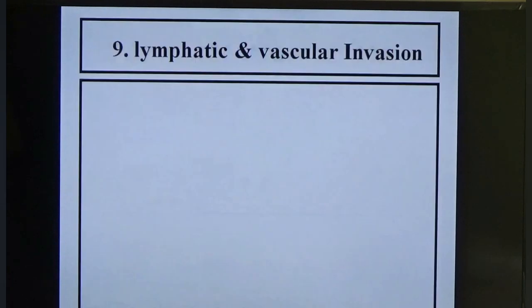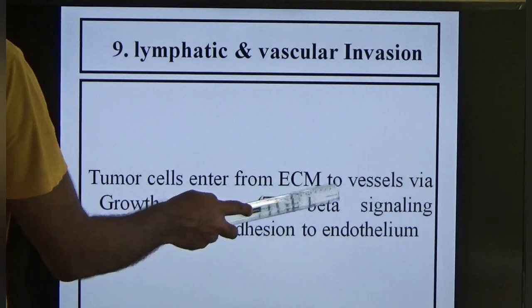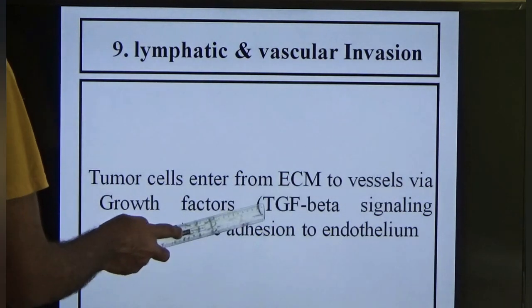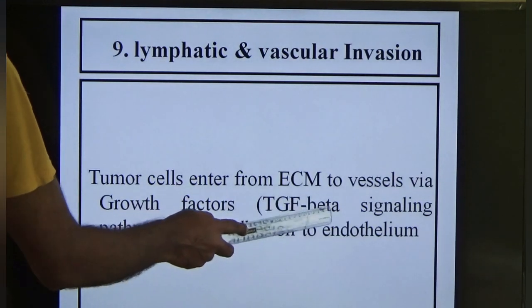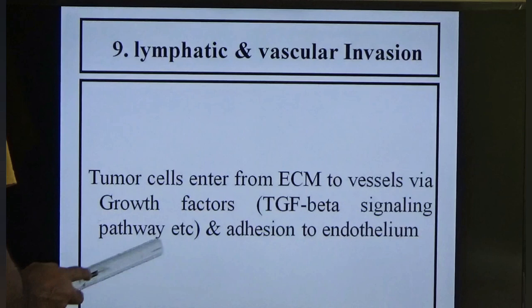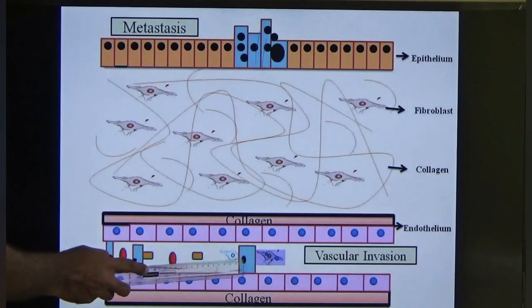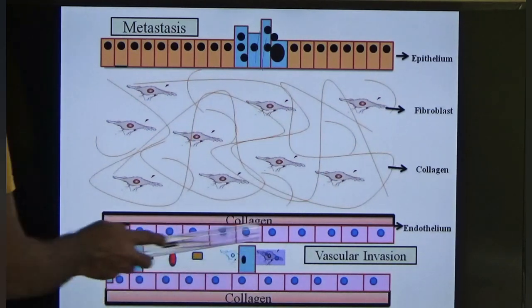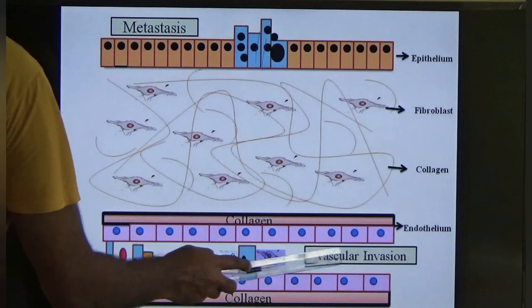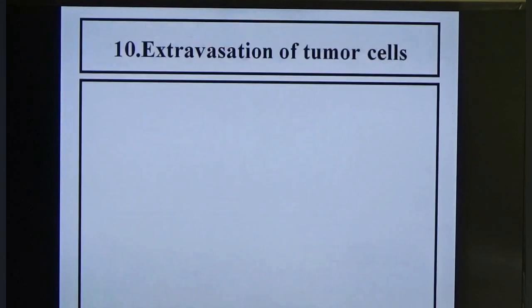Okay, and the next one is lymphatic and vascular invasion. Tumor cells enter from the extracellular matrix to the vessels via growth factors. There are so many growth factors. Here I am mentioning the transforming growth factor beta signaling pathway. We will discuss the molecular basis and adhesion to the endothelium. Once the malignant cells reach the vascular tissue or lymphatic tissue, this is known as vascular invasion.